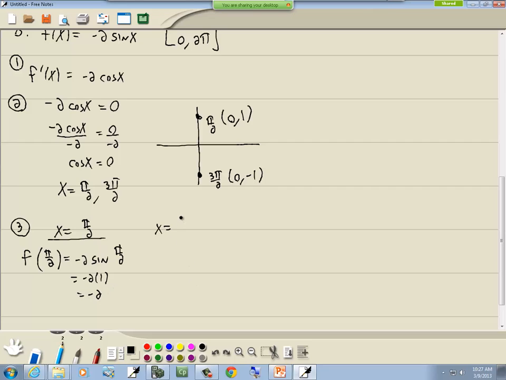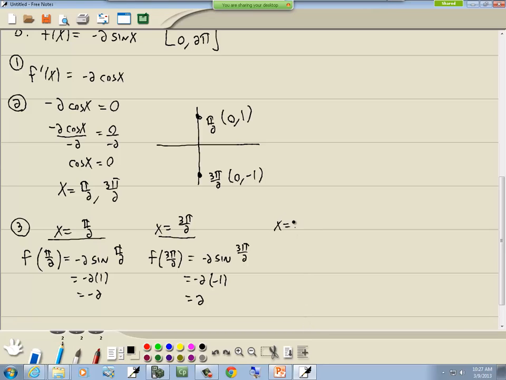At our other critical point, 3 pi over 2, we get f of 3 pi over 2 is equal to negative 2 sine of 3 pi over 2. Here at 3 pi over 2, sine, which is our y, is equal to negative 1. So I got negative 2 times negative 1, which gives us a positive 2.